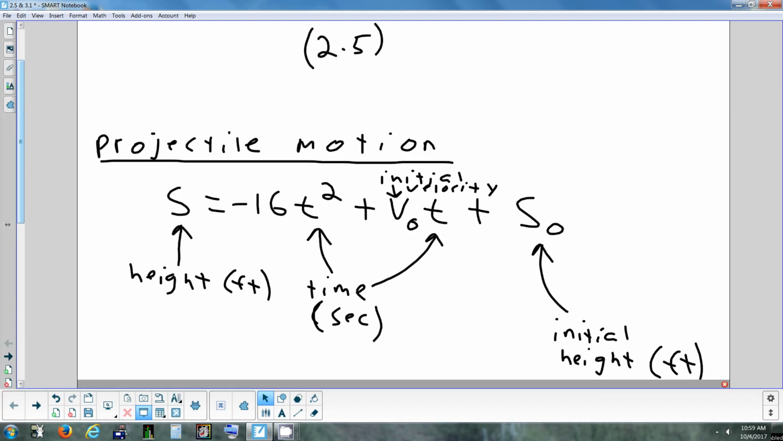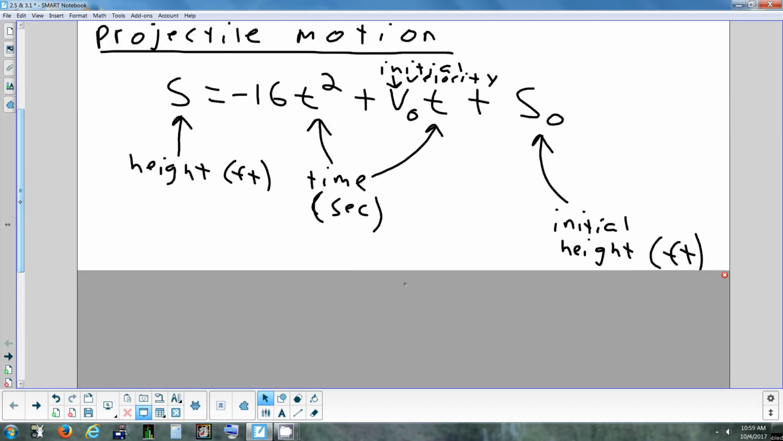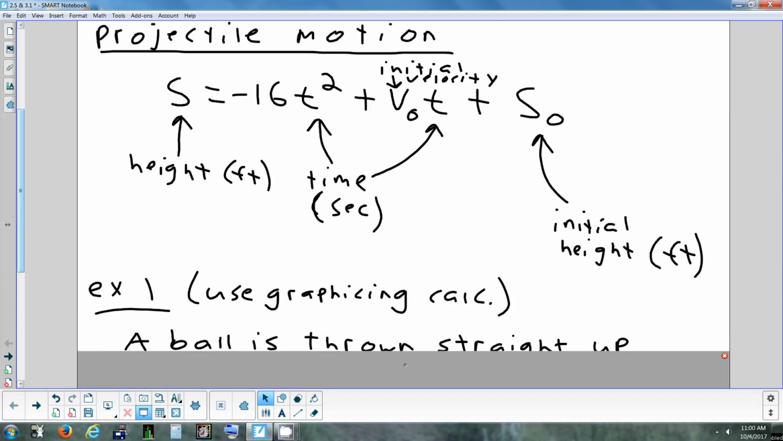Any time units that you plug in have to be measured in seconds. Any distance units will come out in feet. That's because of the number negative 16. That has to do with feet and seconds. Any question on the formula?